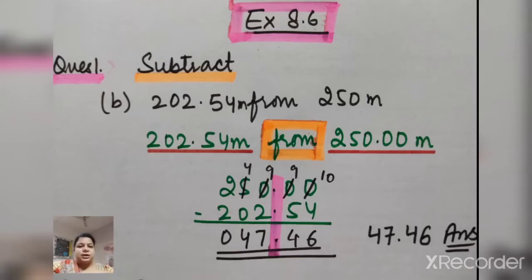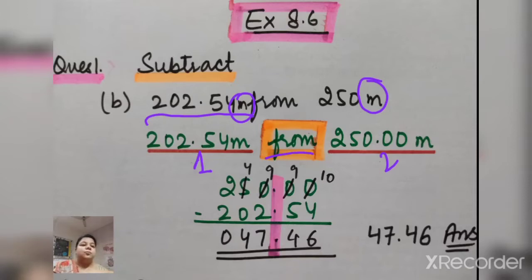So, first of all, I have taken question number 1, B part. It says you have to subtract 202.54 from 250 meters, right? So as both the numbers' units are the same, meters from meters, just check. The thing is, you have to subtract the first number from the second number. So it means you have to write the second number on the top and the first number below that.